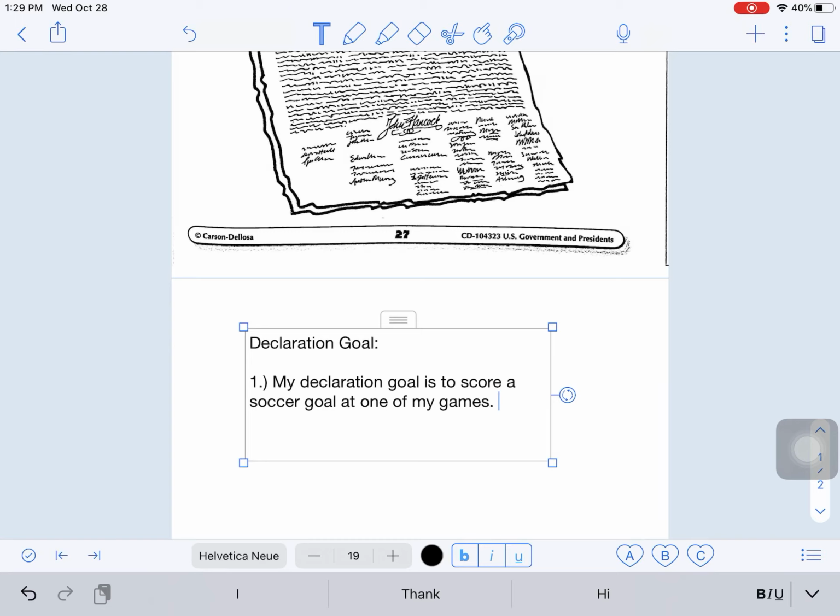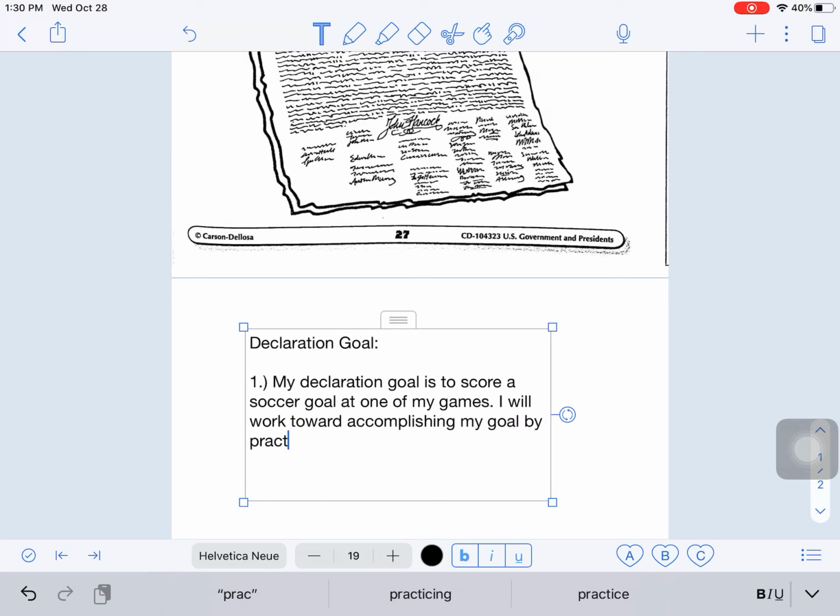Then tell me how you're going to work towards that goal. So I have my 1 sentence telling me what my goal is, and then I'm going to add 2 more sentences about how I could achieve this goal. I will work towards accomplishing my goal by practicing in my backyard every night. And then we want another sentence because that's only 2 sentences. I want at least 3 sentences.